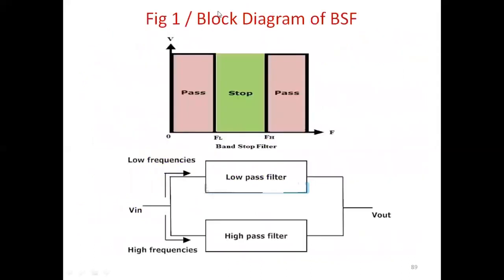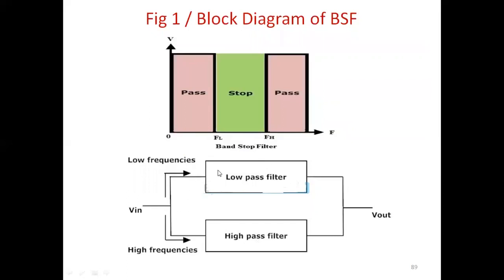Look at figure number 1, block diagram for band stop filter. Stop band is given, pass band is allowed on either side. So this filter will stop the band of frequency between FL and FH. Other range of frequency less than FL and greater than FH will totally be passed. So we are combining here low pass filter and high pass filter, but in parallel connection instead of the cascading connection used for the band pass filter.